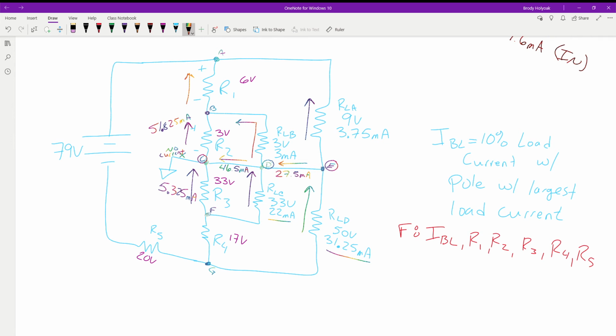Yep, the 3's coming in. That's all we have. So we have one direction left. So how much do we have and what direction is it going? All has to go out. That's at node B. Okay. So again, we have the current coming up through R2. We have the current coming up through our load B, converging at this point. So 51.825 and 3 gives us 54.825 milliamps.